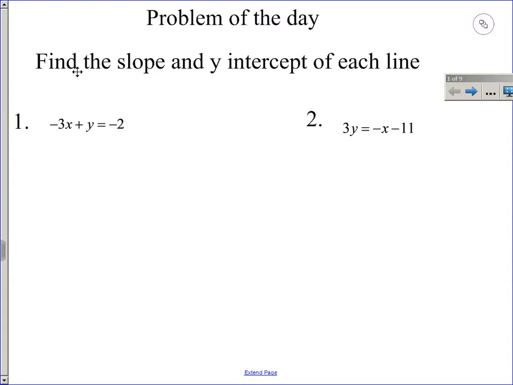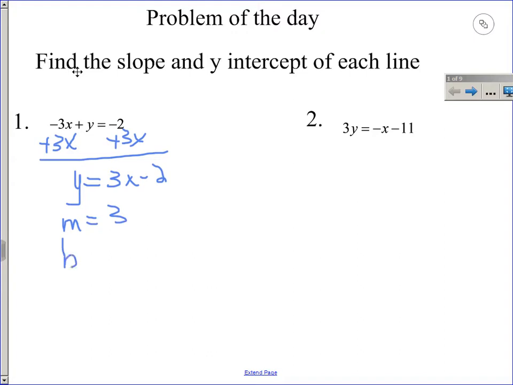And taking you through quickly, we're going to add 3x to both sides. Y equals 3x minus 2. So my slope is going to be 3, and my y-intercept is going to be negative 2.